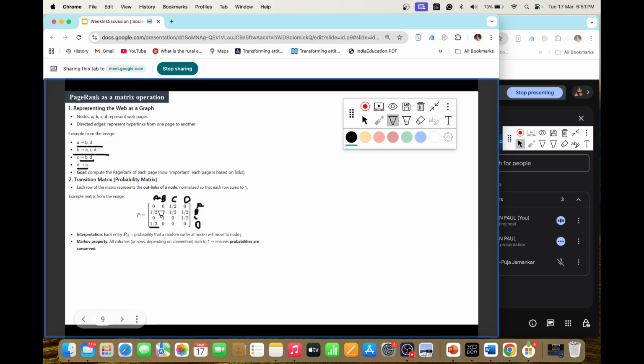B is giving to C, so that is why we have given this. Okay, 1, and then C, it is giving to B and D, half and half, and D, it is giving to A. Okay, so that is why D is half here and half here. Okay, so this is the thing.